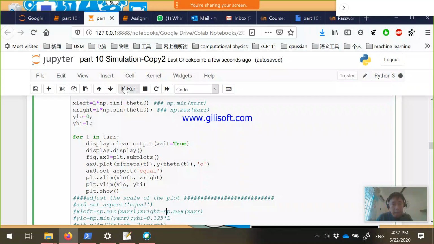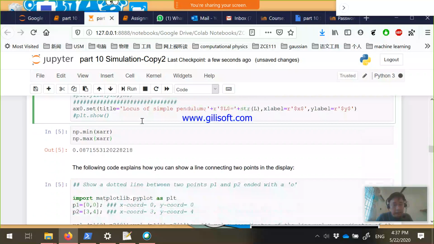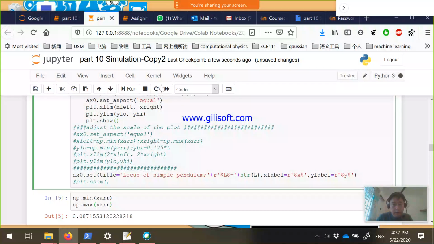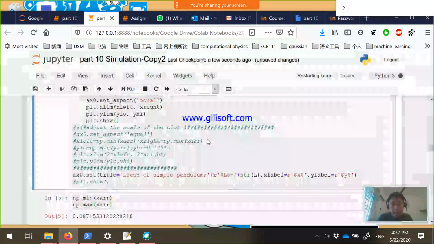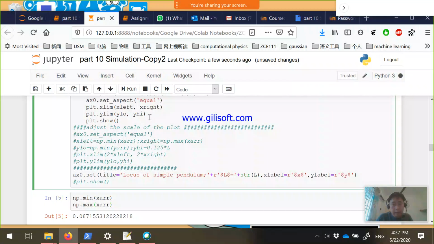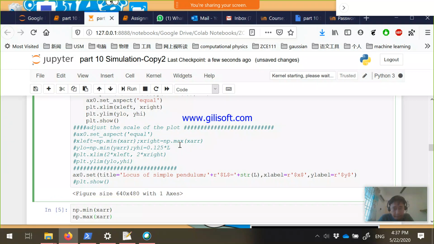So what happened? Run it. When I run it, then it doesn't show. So again, I have to restart the kernel and then run it over again. Okay, so then wait patiently again. So this is the bad thing about the simulation using Python. It's always delayed. Okay, so it looks like there's something coming out. It's starting.